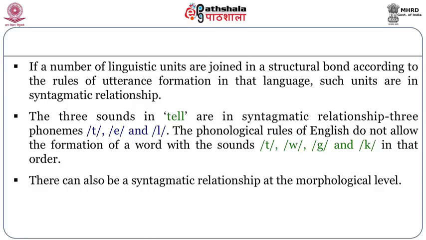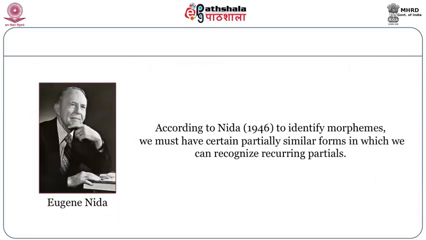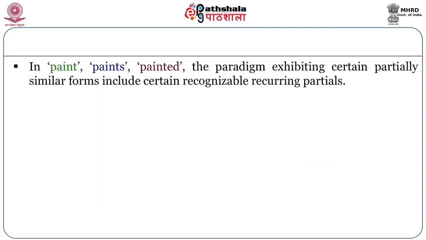There can also be a syntagmatic relationship at the morphological level. They are joined together in a structural bond. According to Nida, to identify morphemes, we must have certain partially similar forms in which we can recognize recurring partials. In paint, paints, and painted, the paradigm exhibits certain partially similar forms that include certain recognizable recurring partials.